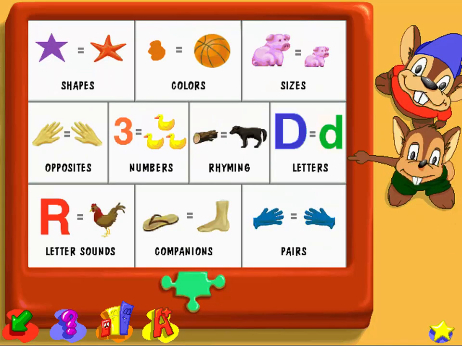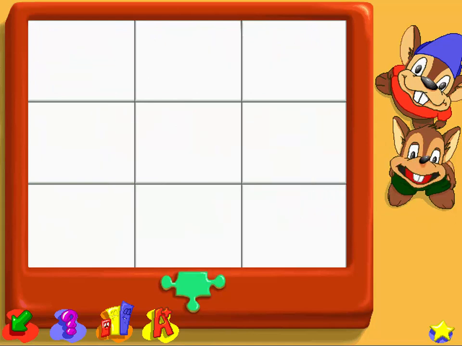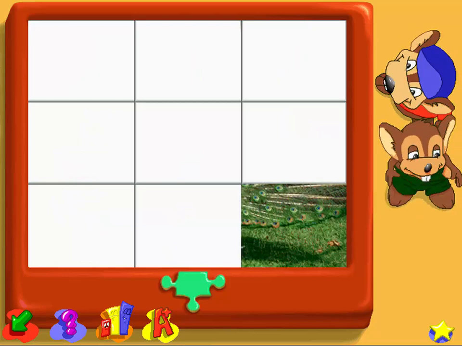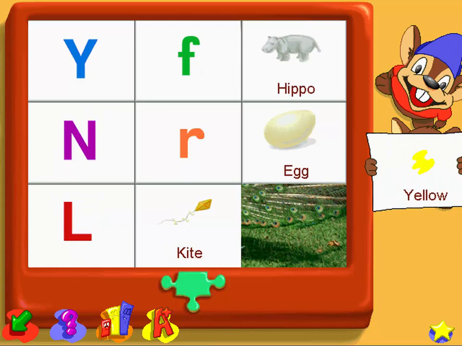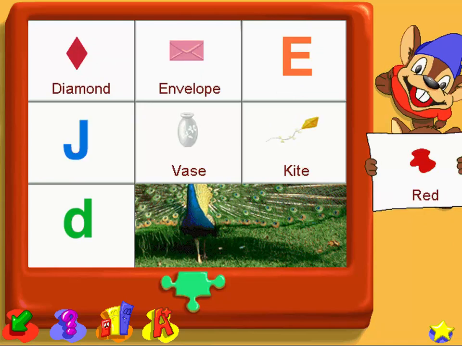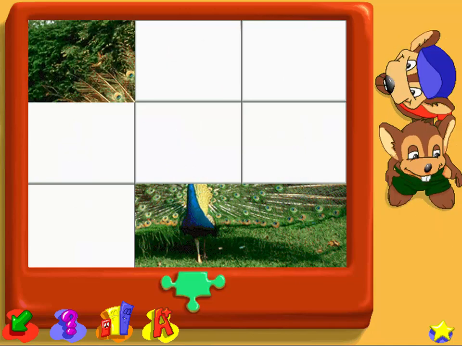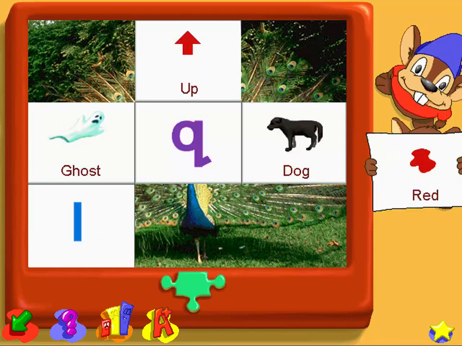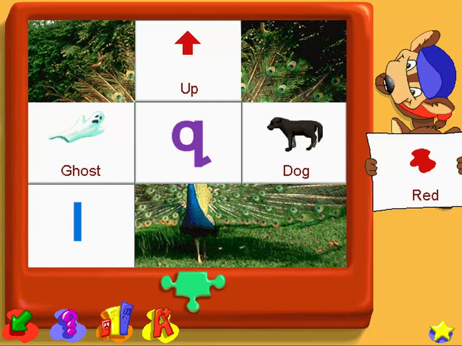Just click on the puzzle you'd like to play. Let's learn about colors. Find the object that is the color black. Umbrella. Find the object that is the color yellow. Kite. Find the object that is the color red. Diamond. Find the object that is the color green. Tea. Find the object that is the color red. Up.